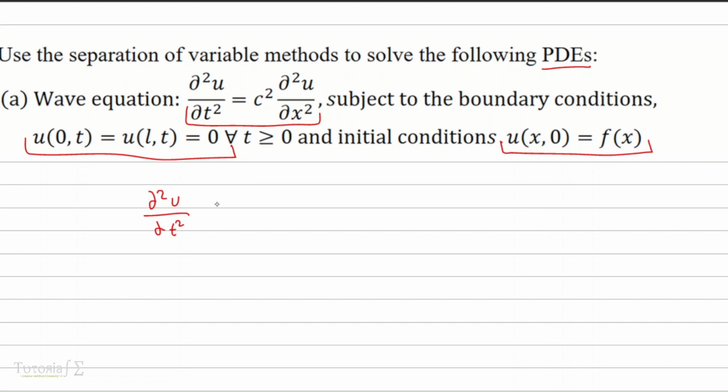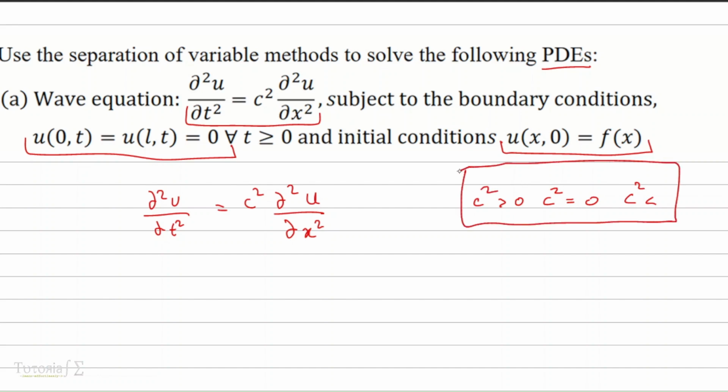So now our wave equation is d2u/dt2 is equal to c squared d2u/dx2. You know that already we have to solve for c greater than 0, c equal to 0, and c less than 0, c squared. But for now, I'll bring this in later. What we'll just do is start from the general form.